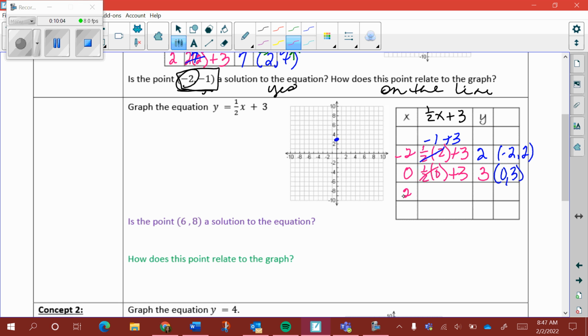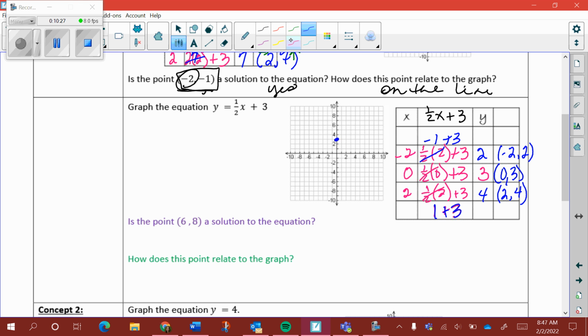Down below, if I plug in a 2, I'm going to say 1/2 times 2 plus 3. Well, half of 2 here is going to be 1, plus 3. 1 plus 3 is 4. So it's going to be 2, 4.